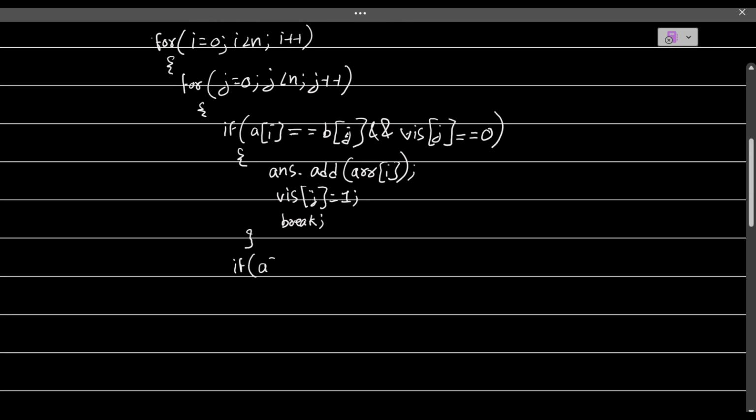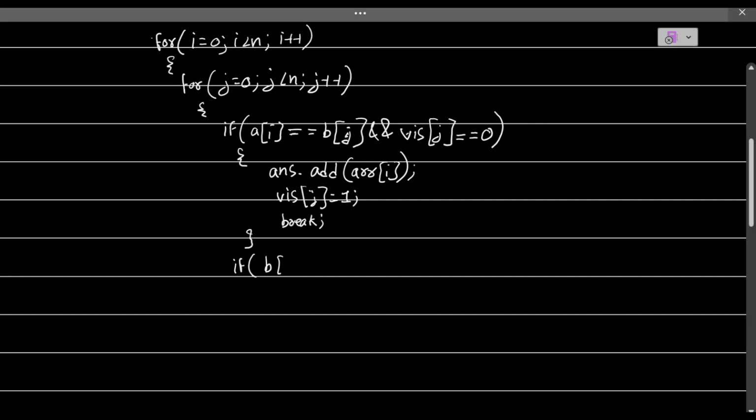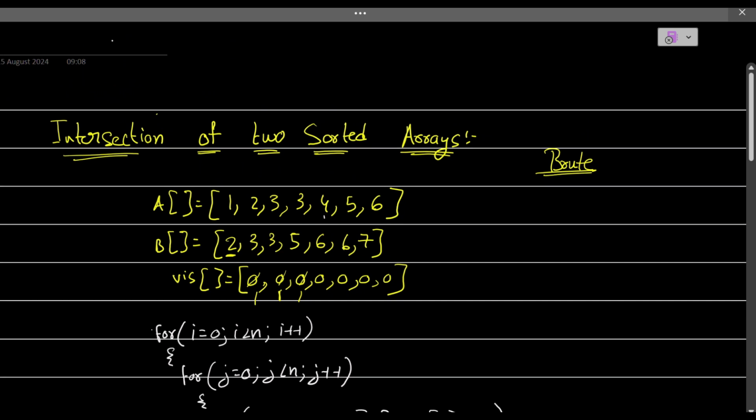I say if b of i, if b array is greater than array of i, then break out. So it's not going to give any kind of intersection elements, right? For that, I'm going to break out. So this is the brute force solution for intersection of two sorted arrays.